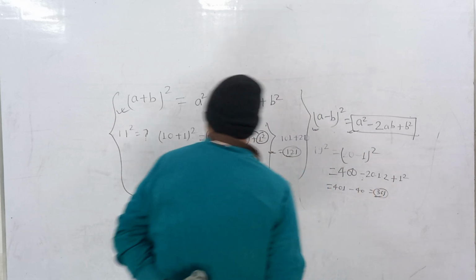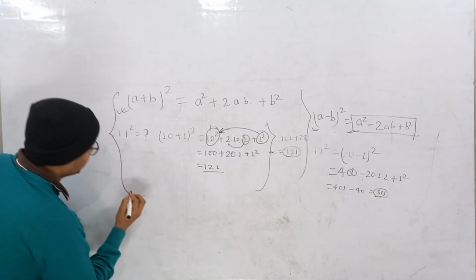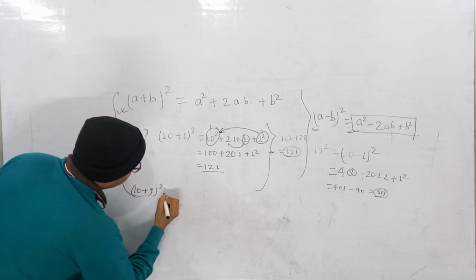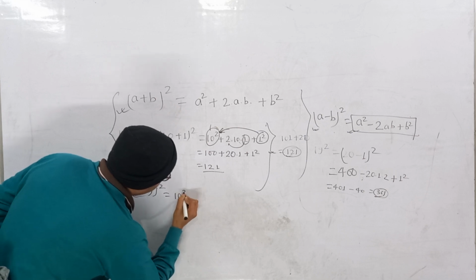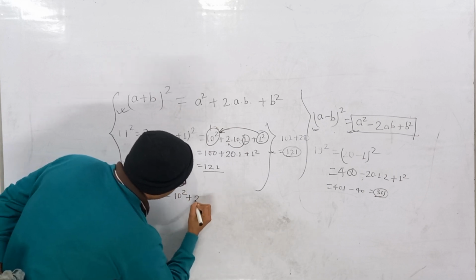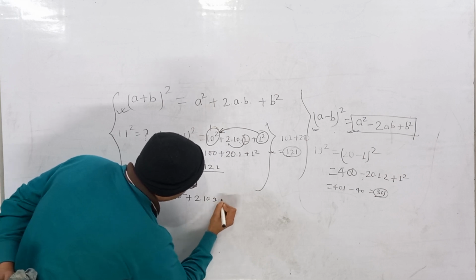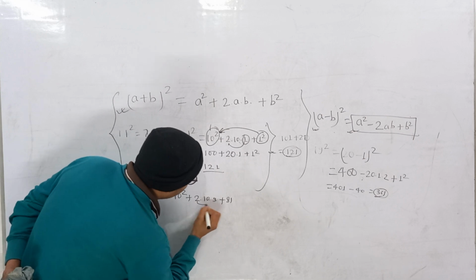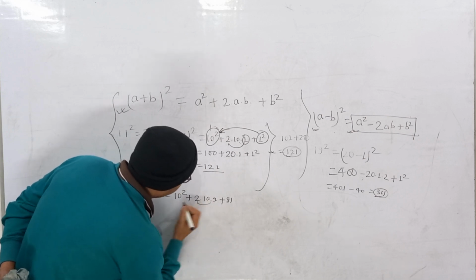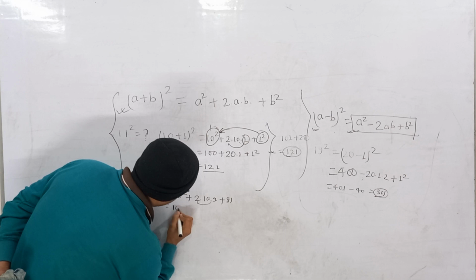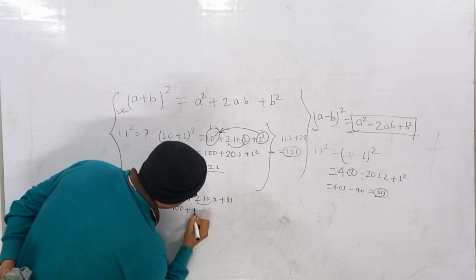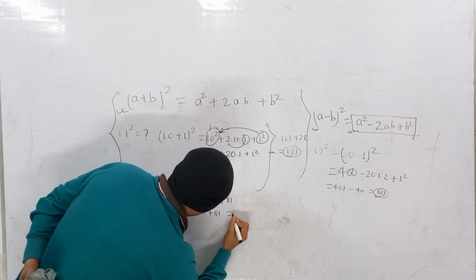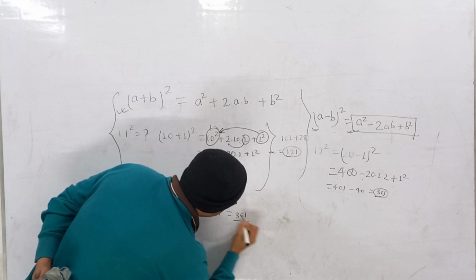But if you are going to use the other formula, then what will you have to write? 10 plus 9 whole square. Okay, so you will write 10 square plus 2 into 10 into 9 plus 81. Here 2 multiplied by 9 means 18, into 10, right? So 100 plus 180 plus 81, so you will get from here again 361.